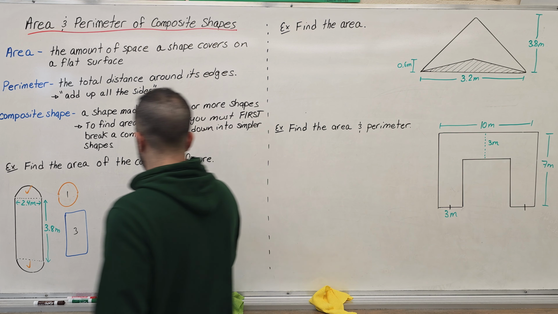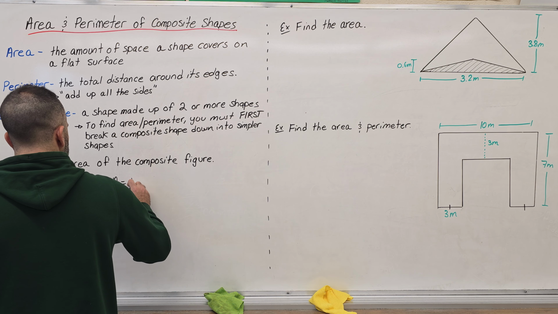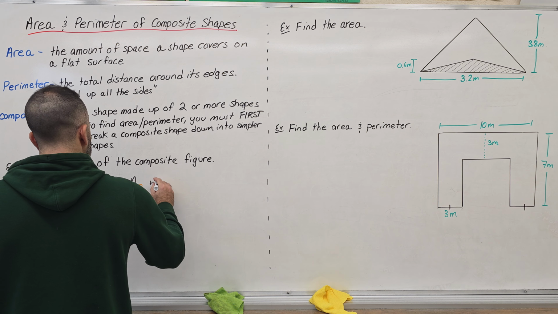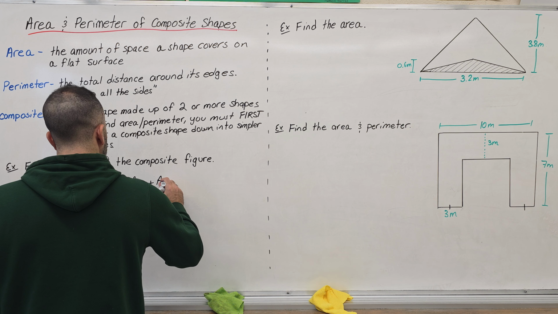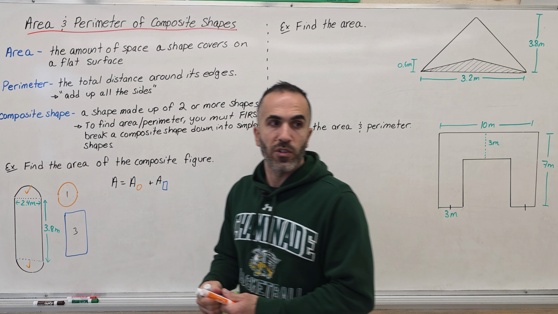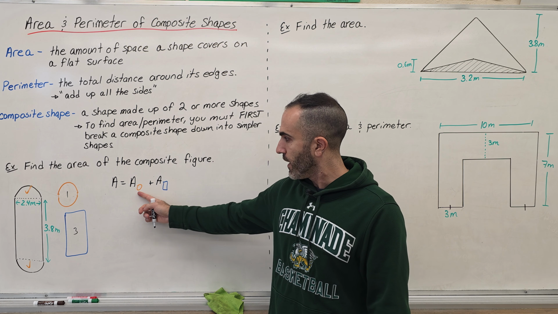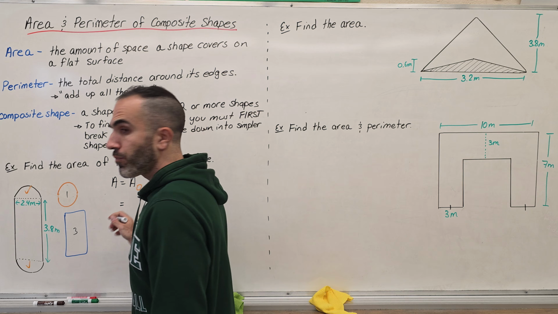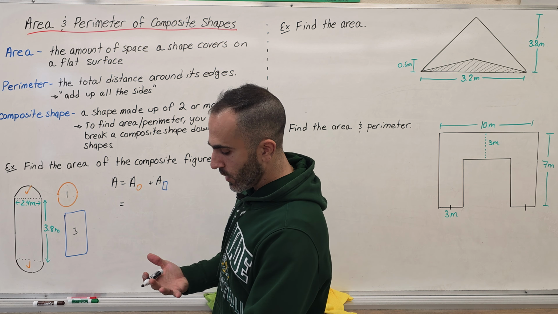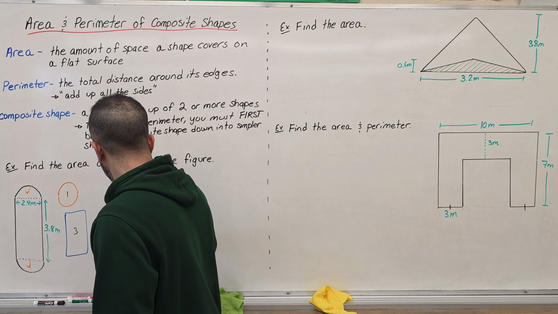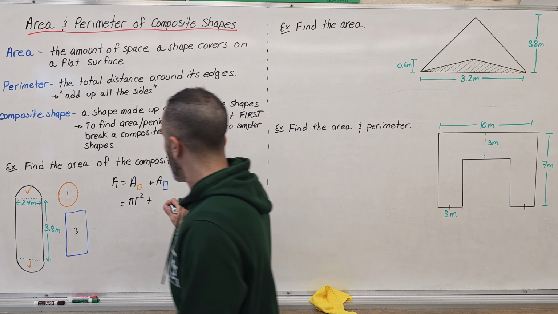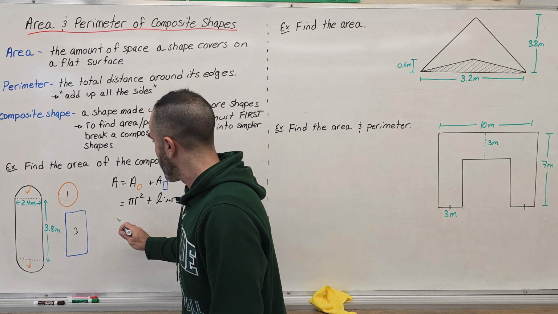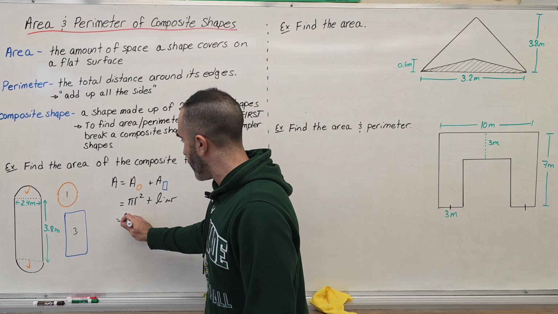Okay, so now we're going to find the area. So I know that the area is going to be equal to the area of the circle plus the area of the rectangle. It's a good way to notate it. Good communication. You're saying, okay, I'm going to find the area of this circle and the area of this rectangle. Now, I don't know what the area of a circle is. Well, you can look at your formula sheet that's in your workbook. Pi r squared. What's the area of a rectangle? Length times width. Okay, well, pi is 3.14.